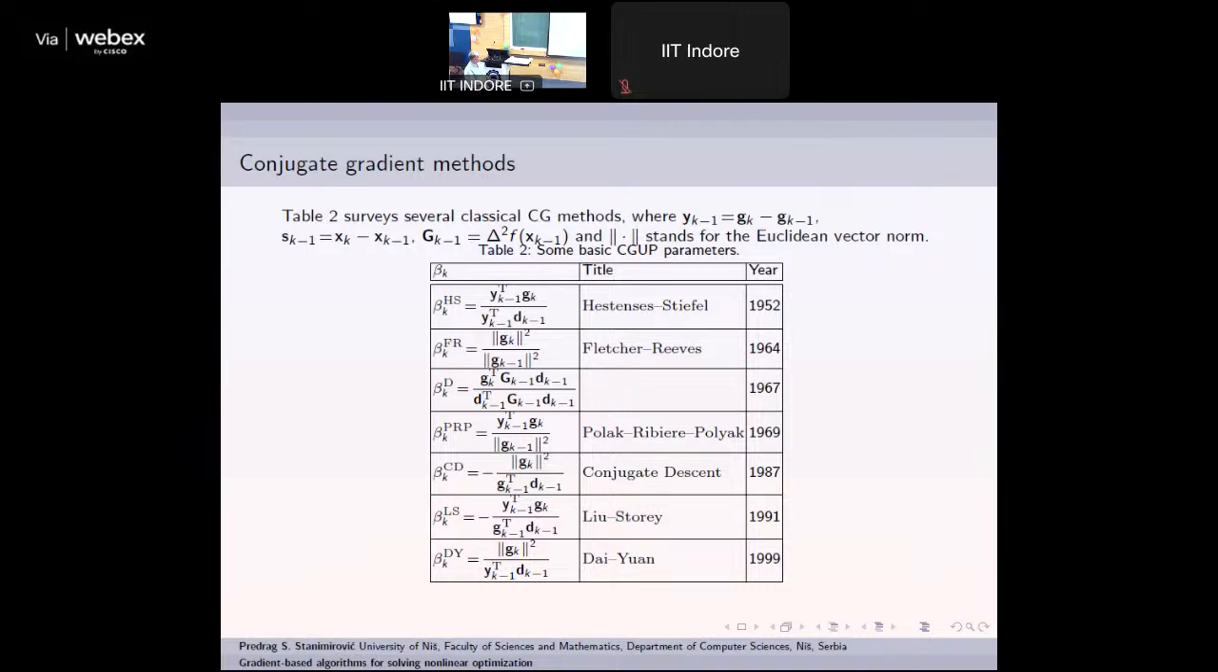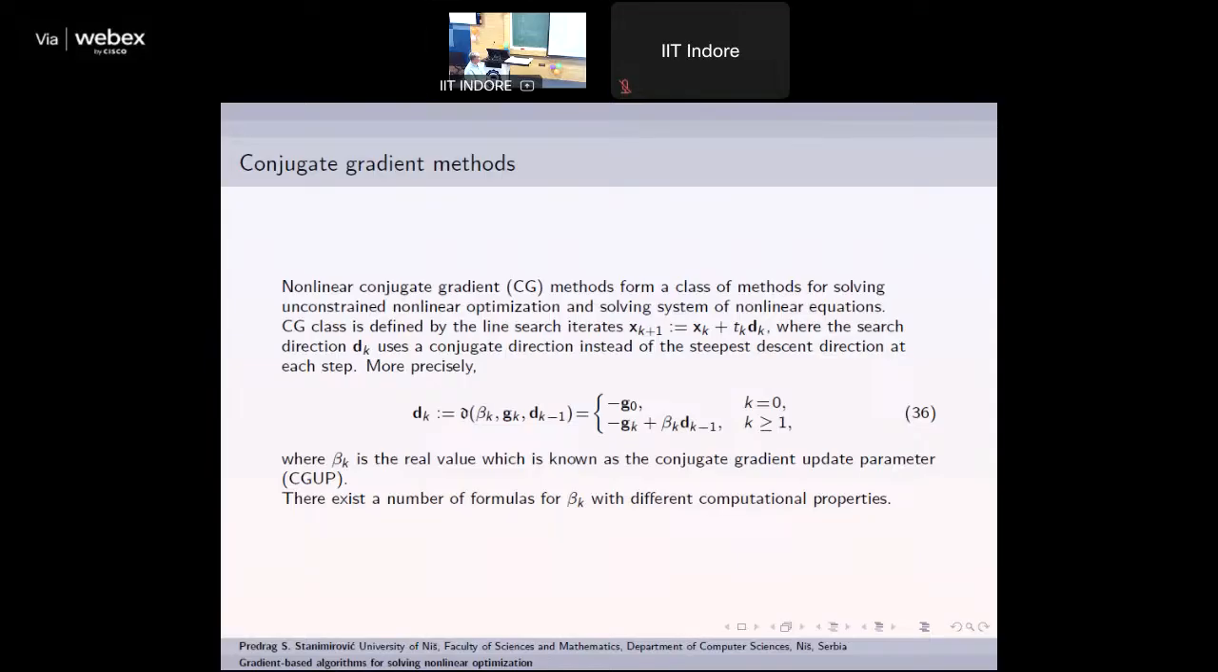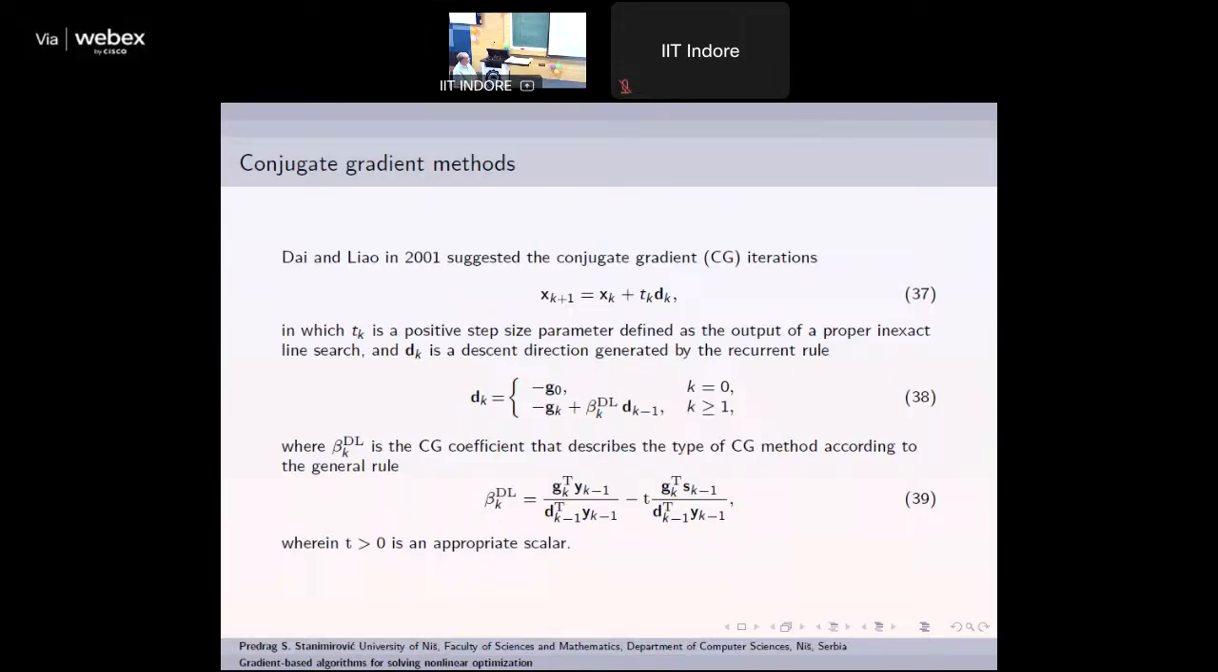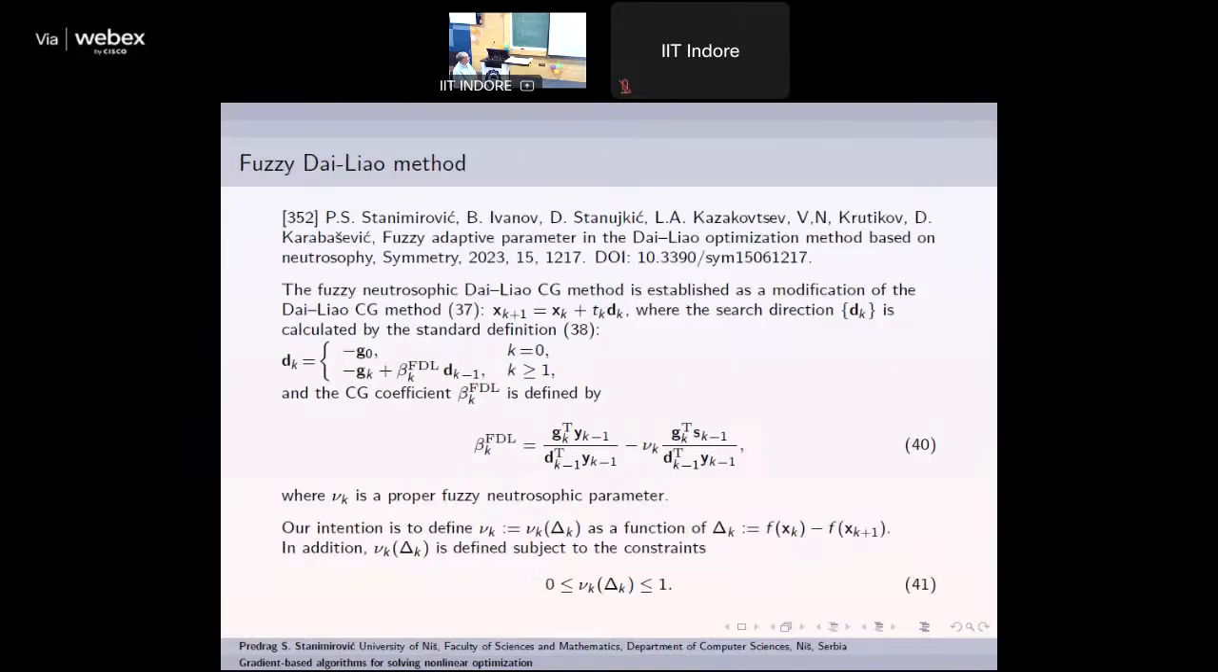Here are the main conjugate gradient parameters. Here is the conjugate gradient parameter beta k, which must be selected carefully. And there is a big number of conjugate gradient methods according to the selection of conjugate gradient parameters. Here is another class of conjugate gradient methods.